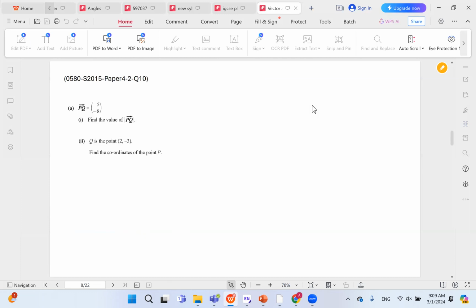In this question, we are first required to find the magnitude of PQ. Again, we said that the magnitude is obtained using the Pythagorean theorem. So root of 5 squared plus negative 8 in brackets, all squared.